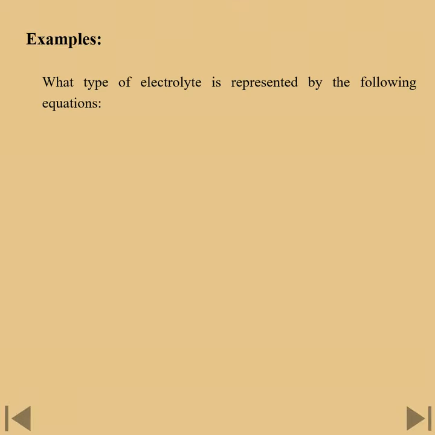Okay, let's add some examples. What type of electrolyte is represented in this equation? Well, first, are there ions? And there are. To tell if it's strong or weak, we now look at the arrow, and we have the big one-way arrow, so this is an example of a strong electrolyte. Okay, do we have any ions? No, no ions, so it doesn't matter what type of arrow. This is an example of a non-electrolyte.